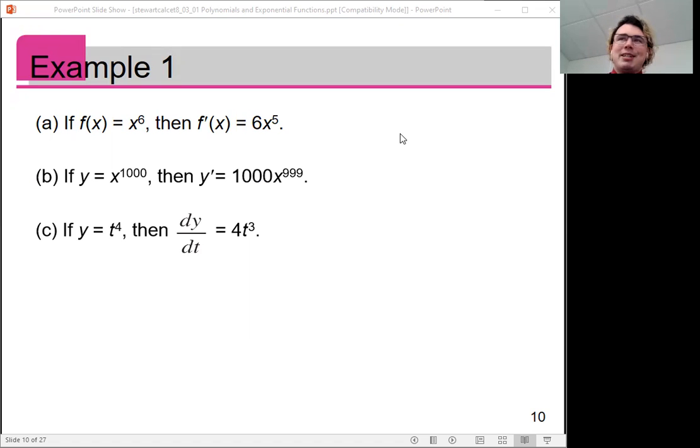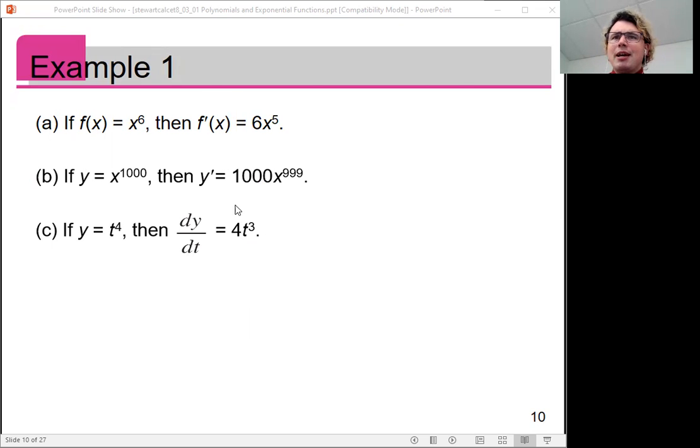So again, we decrease the power by 1, but we save the old exponent, and we write that now as the coefficient in front of the function, right? I take the 4 down, I might say, because we write our powers in superscripts. I now have 4t cubed.